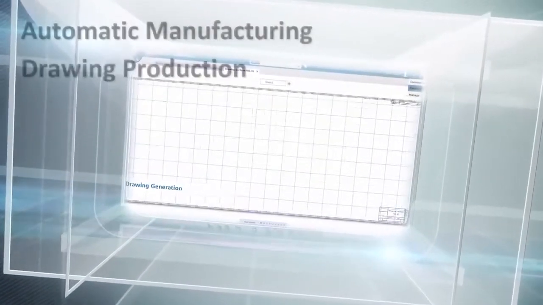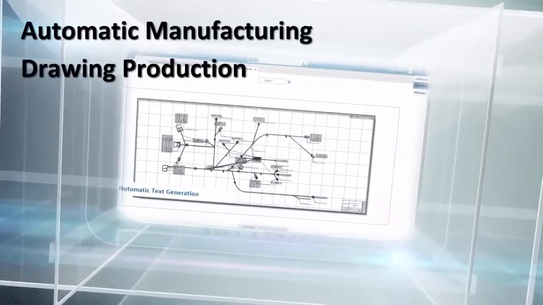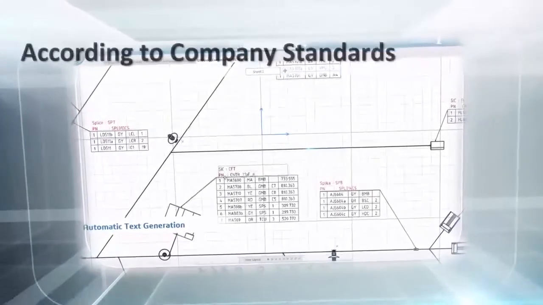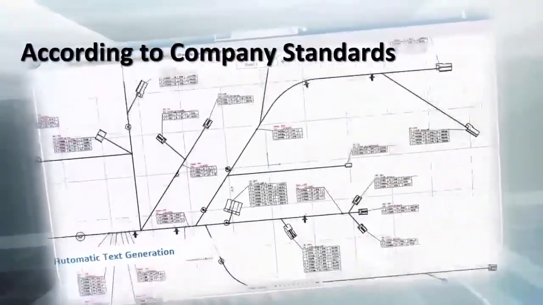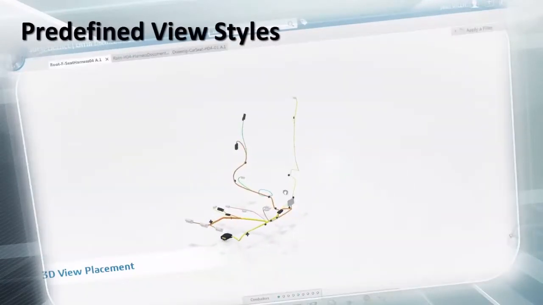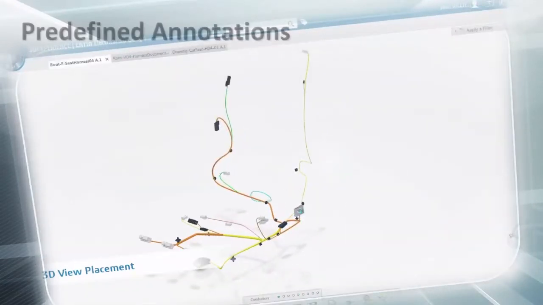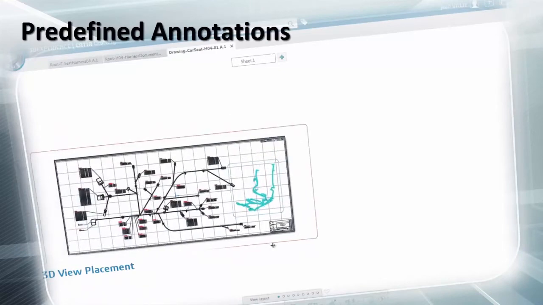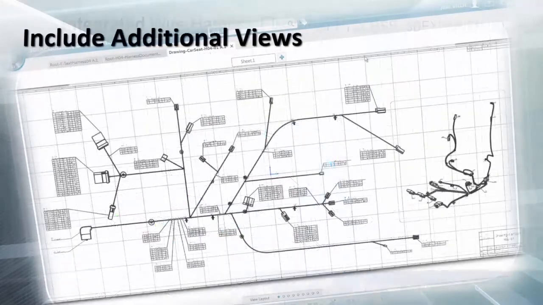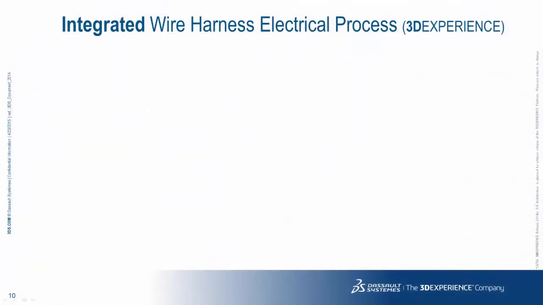Some of the key capabilities in CATIA Electrical manufacturing preparation include automatic manufacturing drawing production. Border, title block, and revision table are defined according to the company's standards and reused. Predefined view style. Predefined annotations by object type. The ability to include additional views, for example, perspective views of the harness.